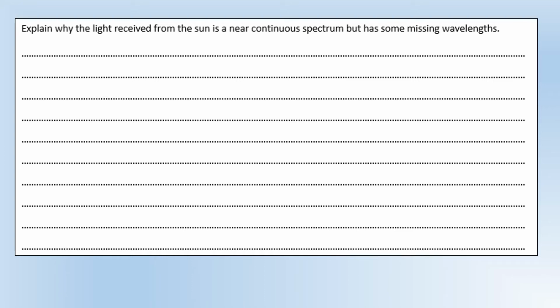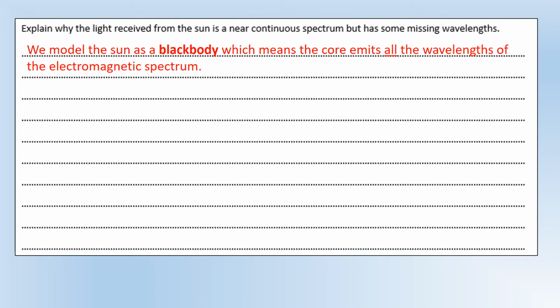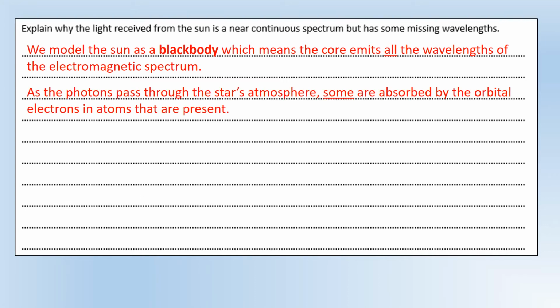So explain why the light received from the Sun is a near continuous spectrum, but has some missing wavelengths. When we're modeling stars, we model them as being black bodies, which means the core of them is emitting every single wavelength of the electromagnetic spectrum, just the intensities of each wavelength are different. So that's our starting point. We've got all of the wavelengths being emitted.